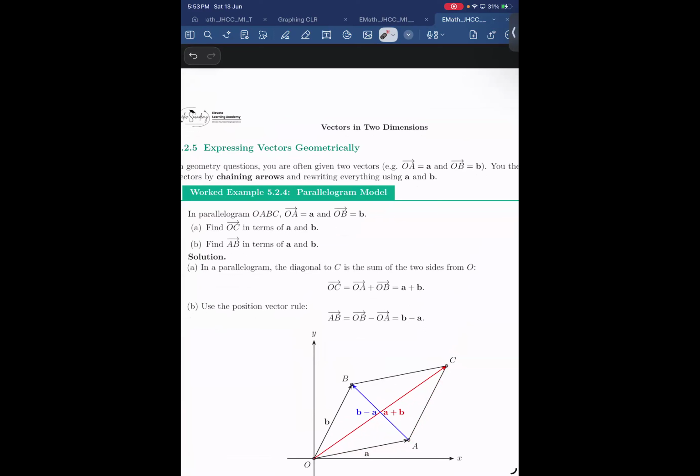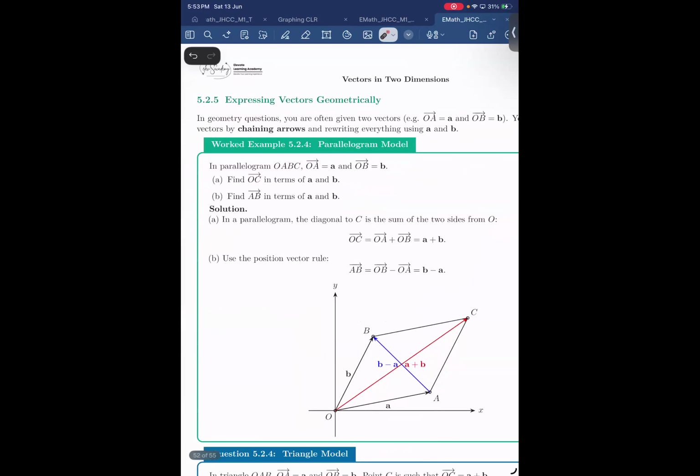And next I want to find AB in terms of A and B. AB, you can just convert into OB minus OA, which is B minus A, using the formula earlier.